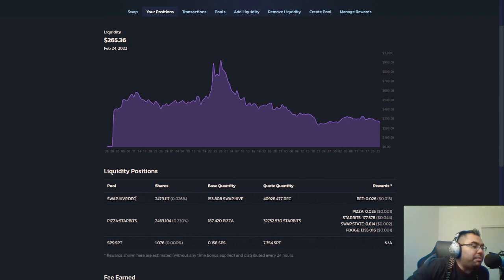And as you can see here, my biggest one is going to be swap.hive and DEC. That is the one that I've been in since way back when, and then probably within the last month or so, as I'm starting to save up Starbits for the Starbits Millionaire card, or I think that I'm going to do that. But yeah, you can see that I'm putting some stuff here in Pizza and Starbits, and there's quite a few rewards. So I've talked about this in a previous video. I think the rewards are actually pretty good. So if you are interested, you should definitely check it out if you're playing Rising Star.